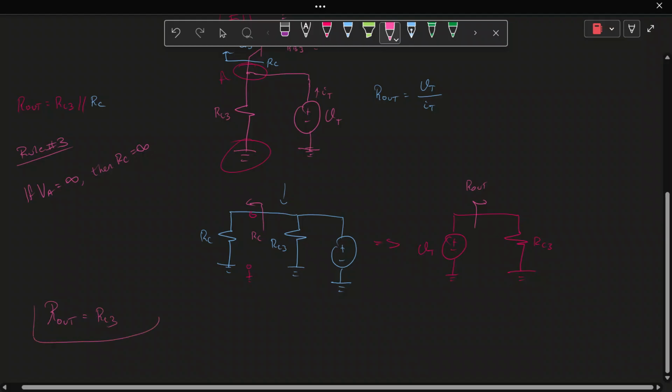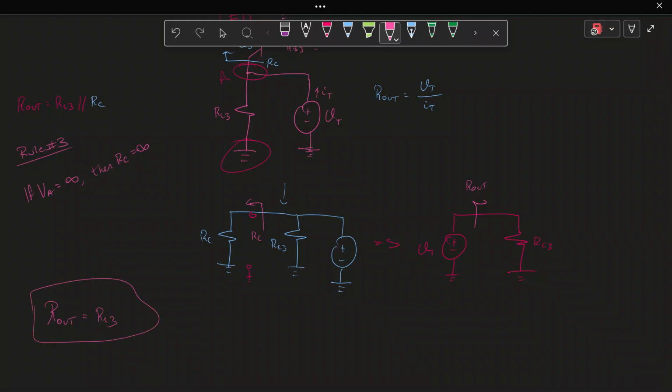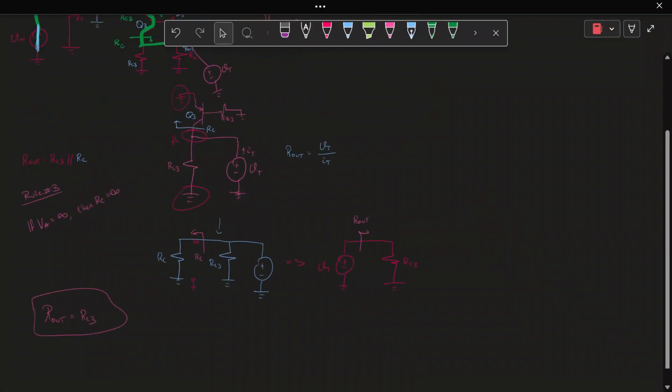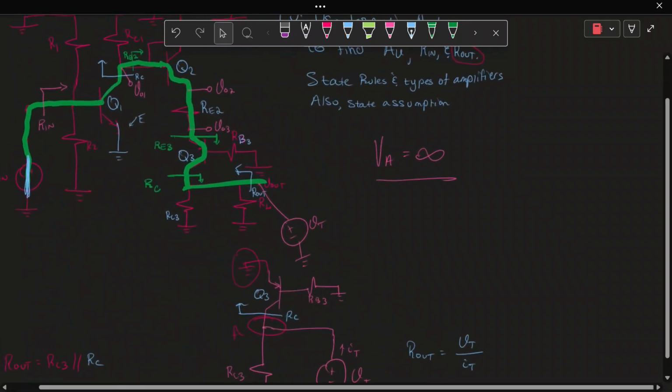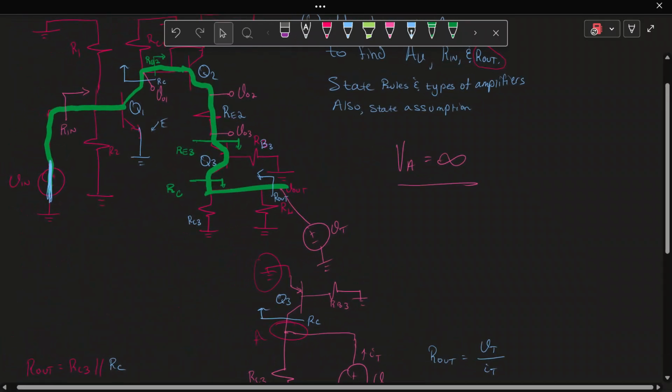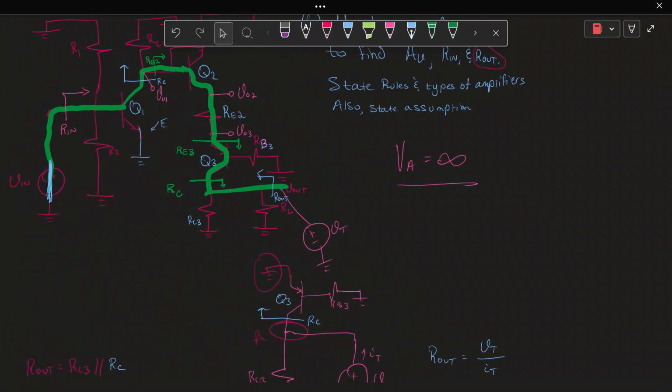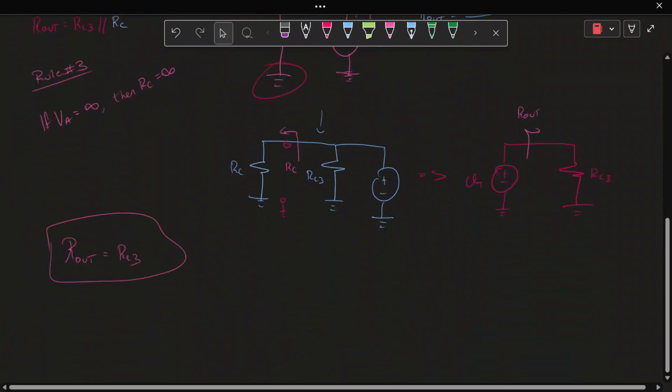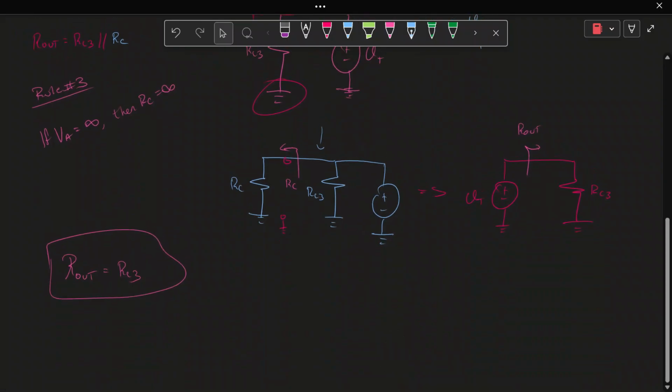And this happens more often than not, actually. If you see R out or even R in, where you're looking into the collector of a transistor and VA is infinity, you can then straight away say that RC is infinity, it's an open circuit, so it doesn't exist. Then it's just that resistor. It actually happens quite often.